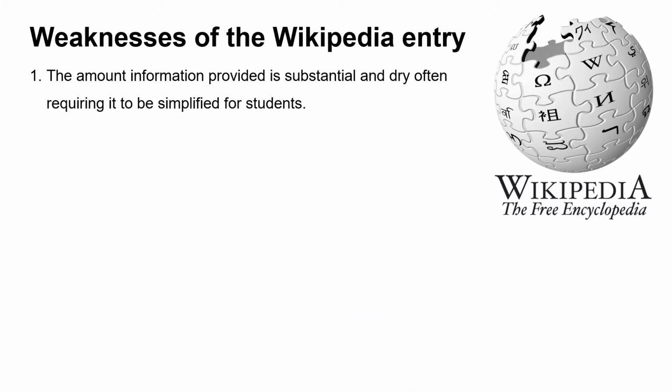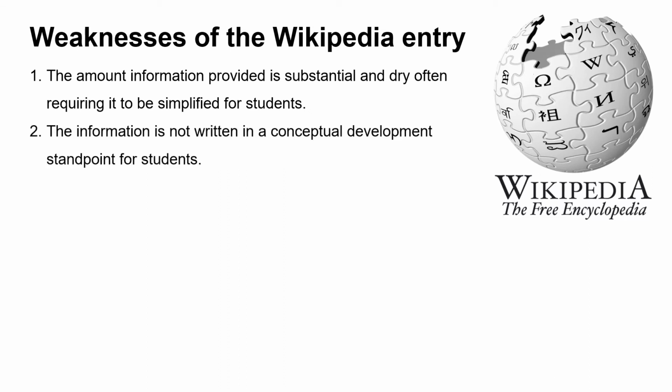All right, let's discuss some weaknesses of Wikipedia. For me as a teacher, the main weakness, honestly, is just generally that the amount of information provided on Wikipedia is so substantial and not very engaging for students, and it requires a lot of work to simplify it for students or to teach them the skills to decipher the information on Wikipedia pages, which I believe is a tremendous weakness, at least from a teacher perspective.